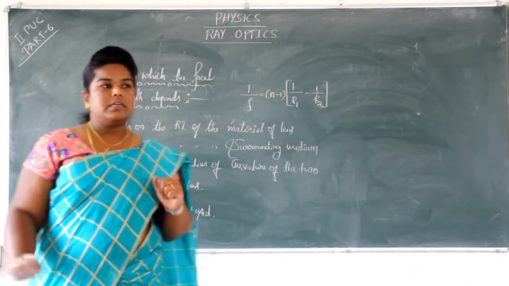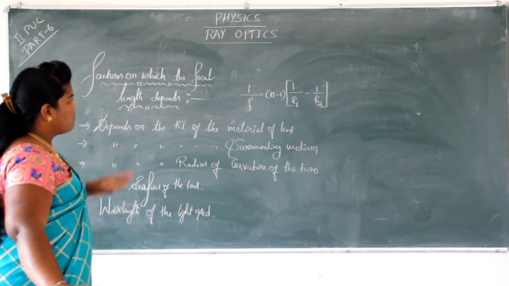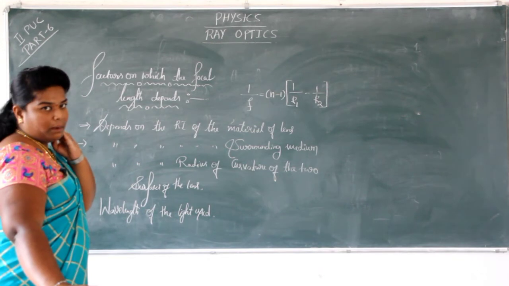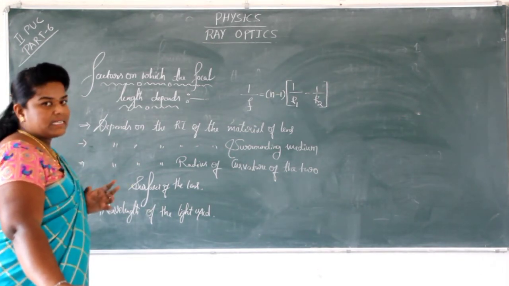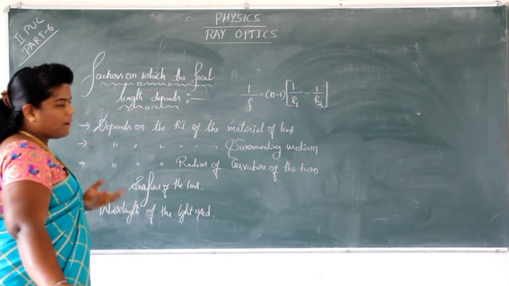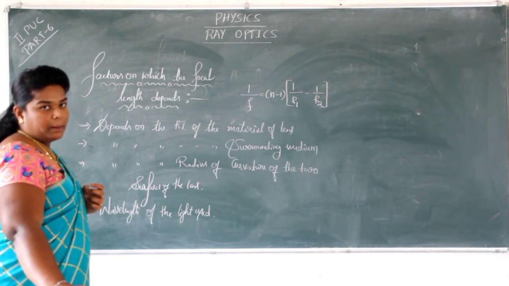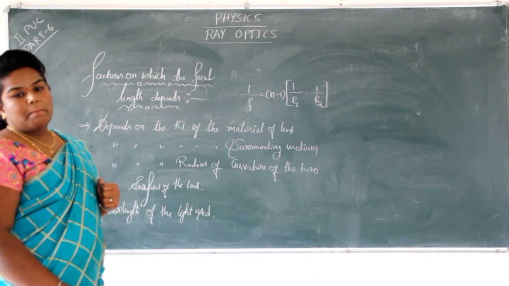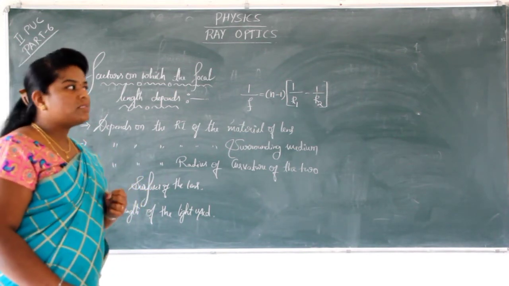Here I have written the formula, 1 by f is equal to (n minus 1) into (1 by r1 minus 1 by r2). Here I placed the lens in an air medium and performed an experiment, so that I got n minus 1. Suppose I perform the experiment by placing a lens inside the water, what happens?